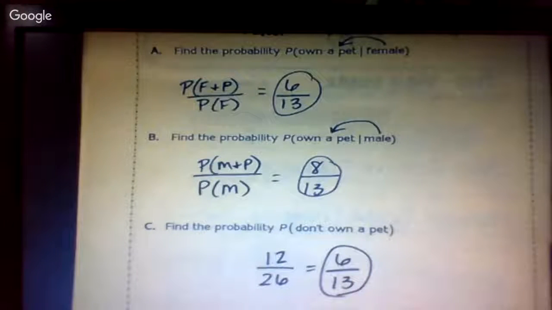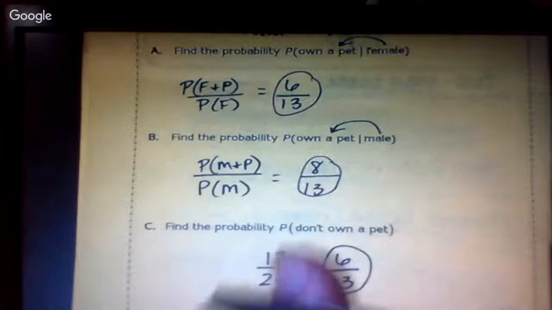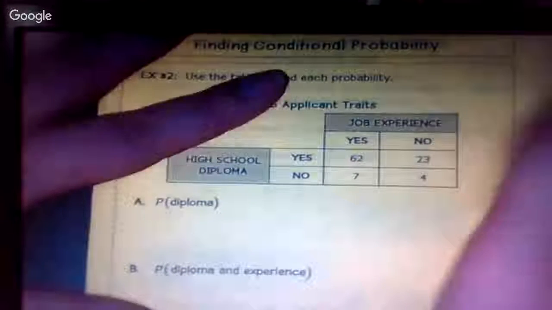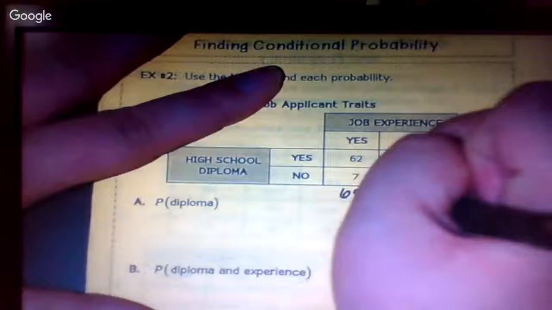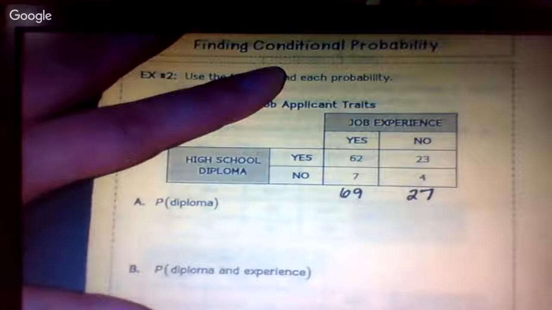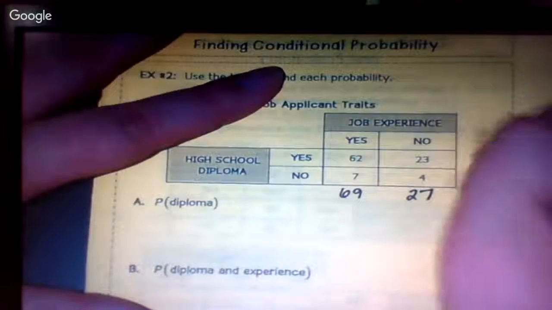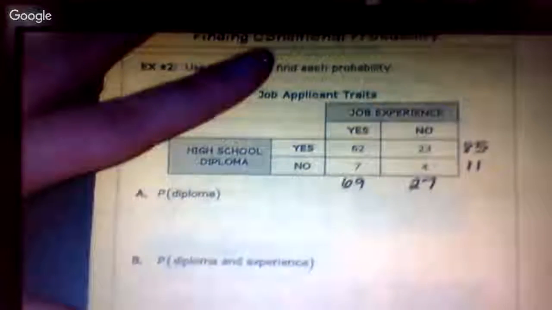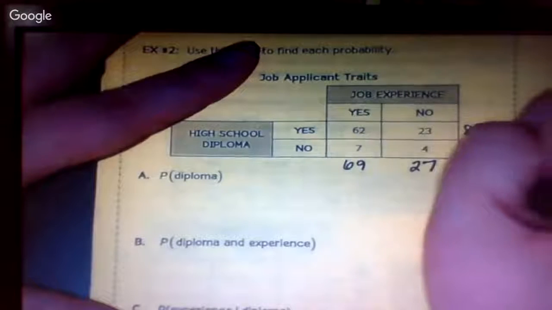If you flip on the other side, this time we've got a table for high school diplomas and job experience. Again, what am I missing? Totals. So let's get some. 69 say yes, have job experience. 27 say no. How many students have a diploma? 85. And 11 do not. That equals 96.